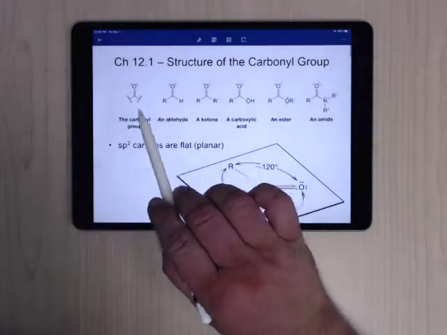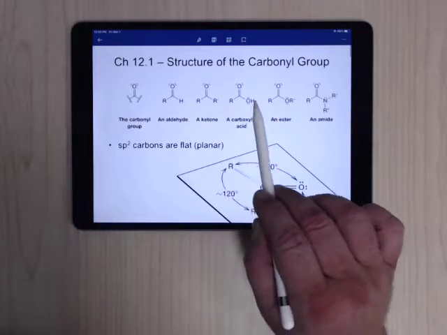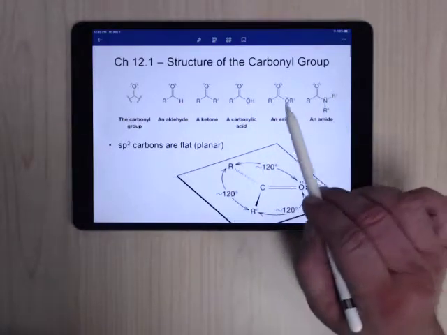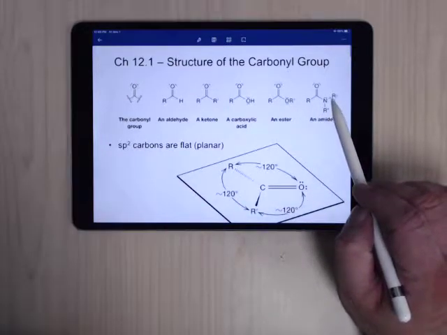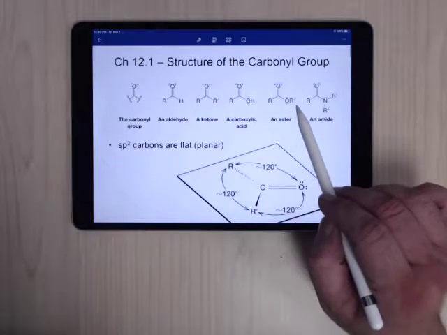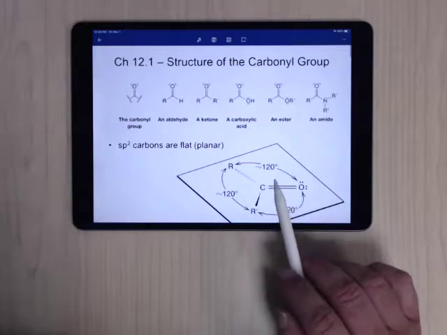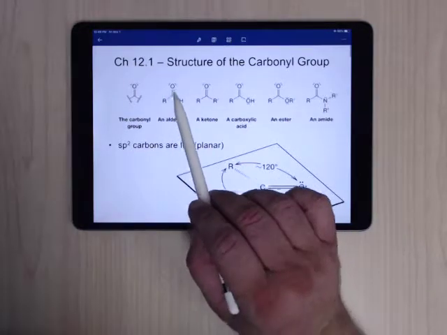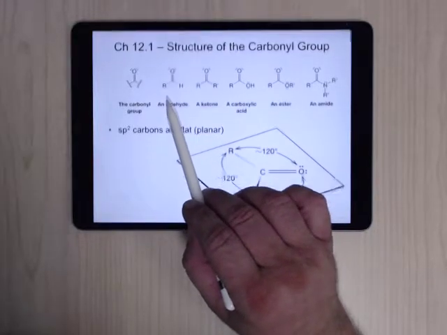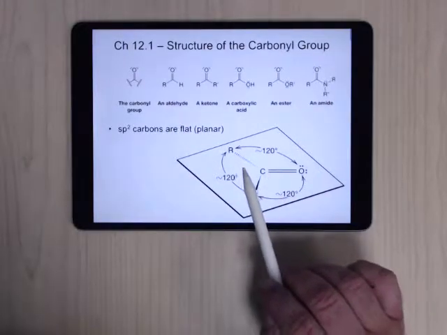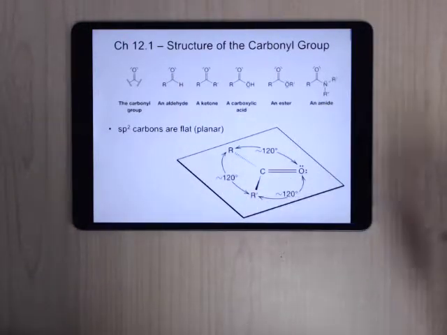So aldehydes, you've got a carbon group on one side, a hydrogen on the other, but in ketones you've got both carbons. Carboxylic acid, OH versus a carbon. Ester, carbon on one side, O carbon on the other. And in an amide you've got a nitrogen on one side and a carbon on the other. But you have to remember that because they're sp2 carbons, they've got three bond sets around them, 1, 2, 3. They're going to be sp2, so they're going to be flat. So they have an unhybridized p orbital that can make the double bond.